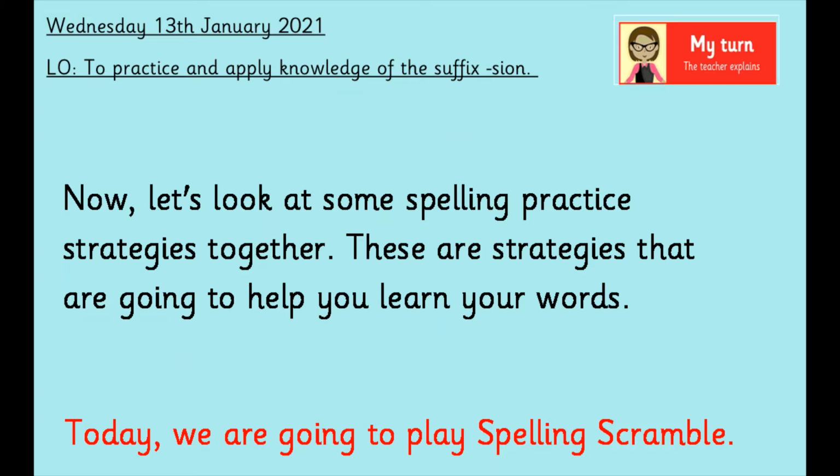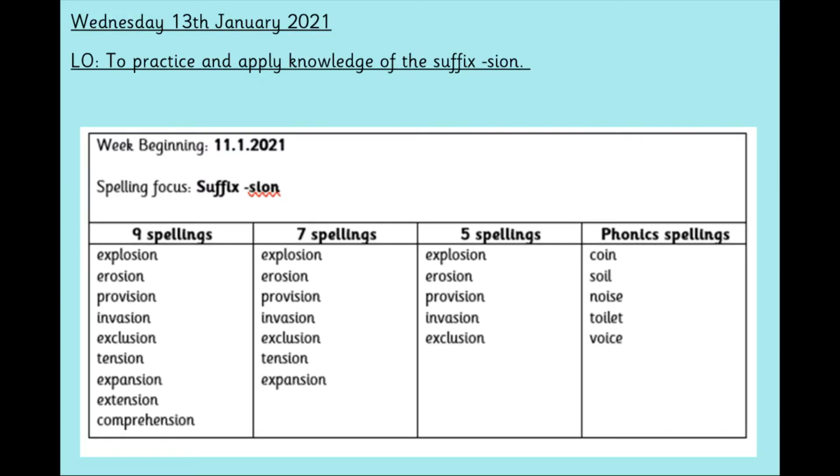So now we've had a go at applying the suffix shun, we're going to have a go at practicing your spelling words. So today we are going to be looking at a spelling scramble activity. Here's a reminder of your spelling words for this week for each group: the 9 spellers, the 7 spellers, the 5 spellers and the phonics spellers. Pause the video now and copy down your spelling words if you haven't had a chance to yet this week.